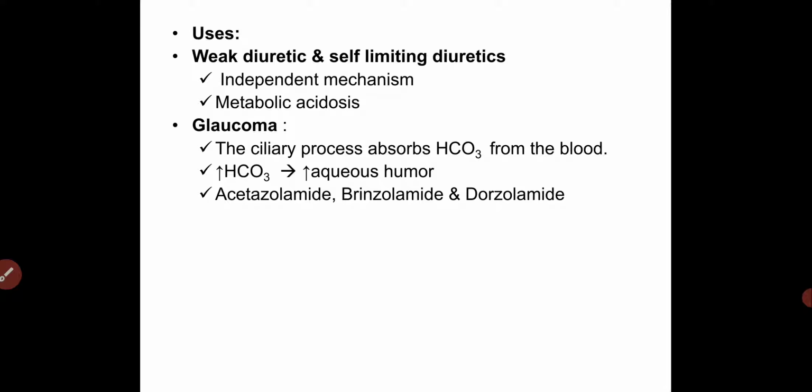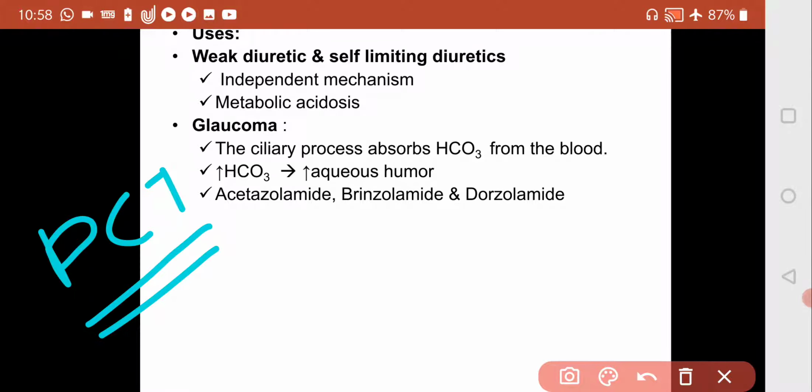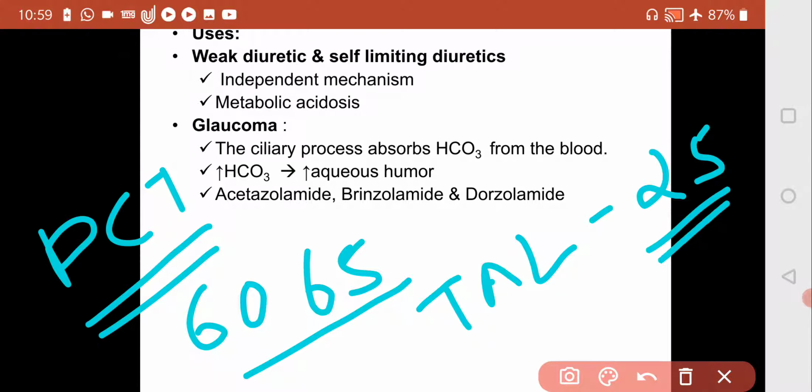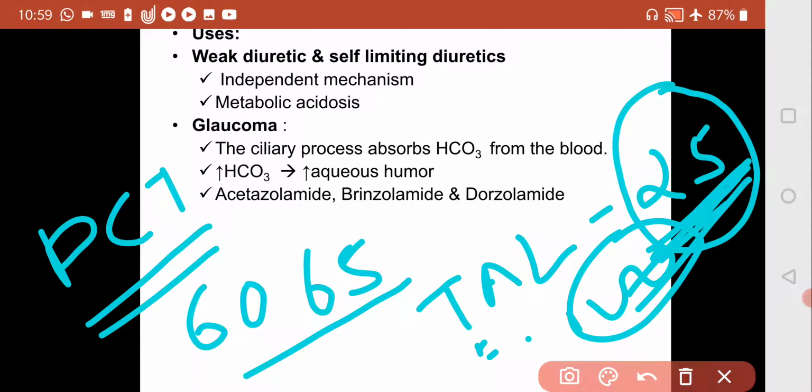It is also a weak diuretic because in the proximal convoluted tubule, renal tubular reabsorption occurs at 60 to 65%, and in the thick ascending limb of the loop of Henle only 25%. But if we give furosemide or any other loop diuretic, then it causes total inhibition of this tubular reabsorption. So the 25% reabsorption is stopped.